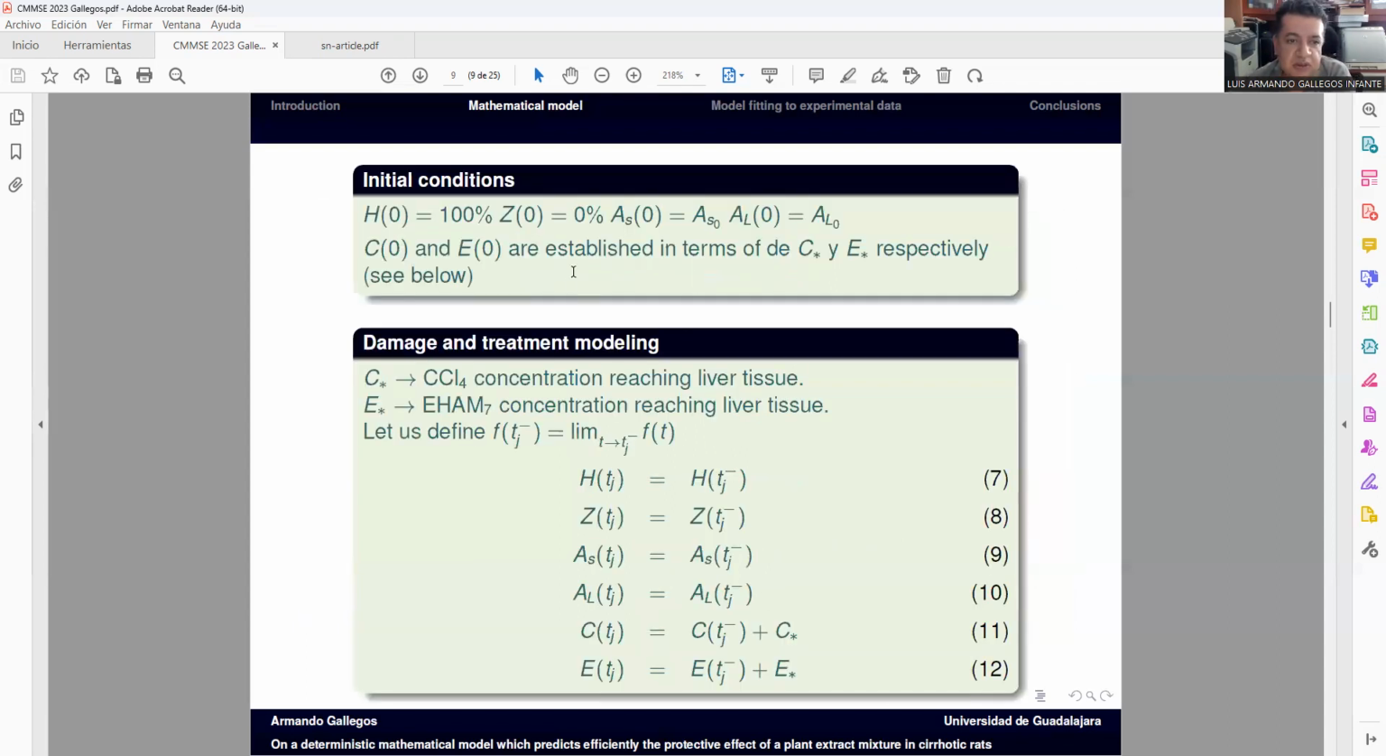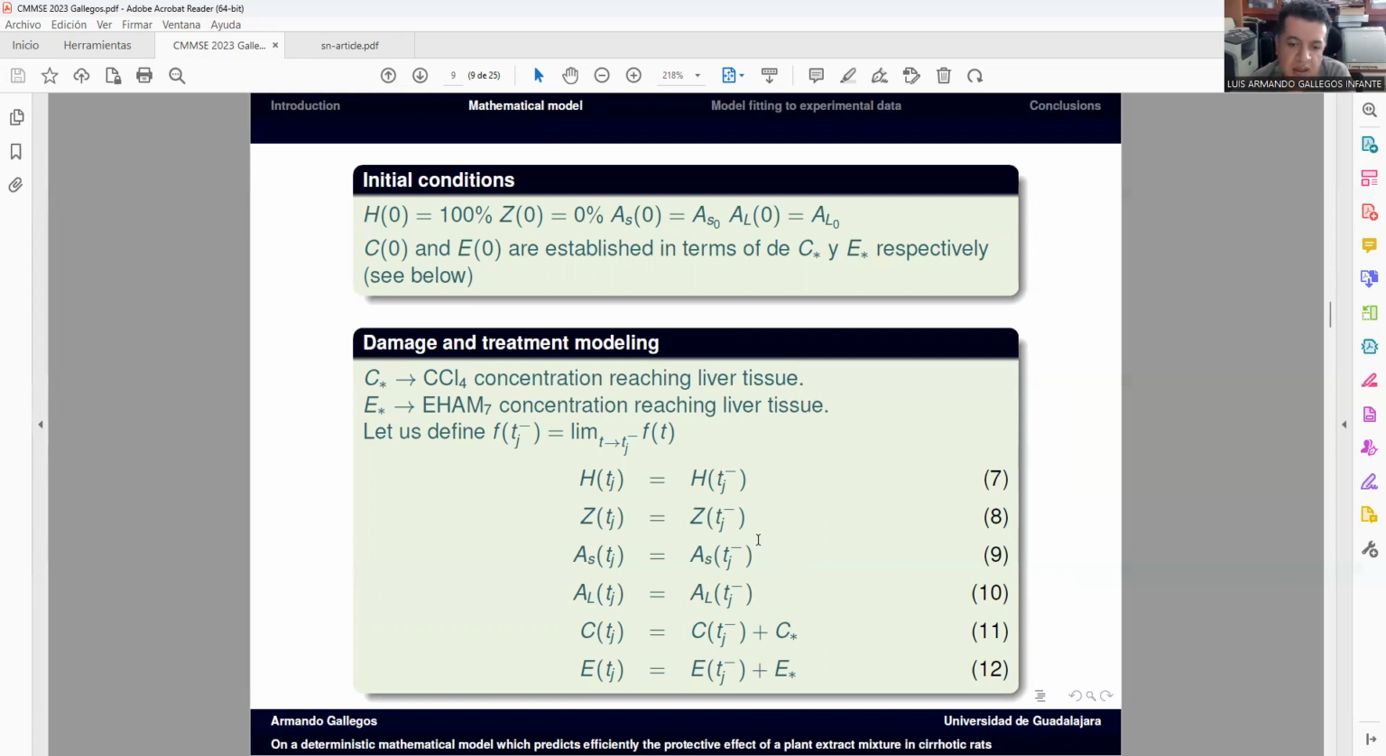Of course, we suppose for each rat, initially all the hepatocytes are healthy, and we have no damaged hepatocytes. The initial values of the proteins are normal, and the concentrations of the tetrachloride and extract are established in terms of these values, where C star is the tetrachloride concentration reached in liver tissue, and extract star is the extract concentration reached in liver tissue.